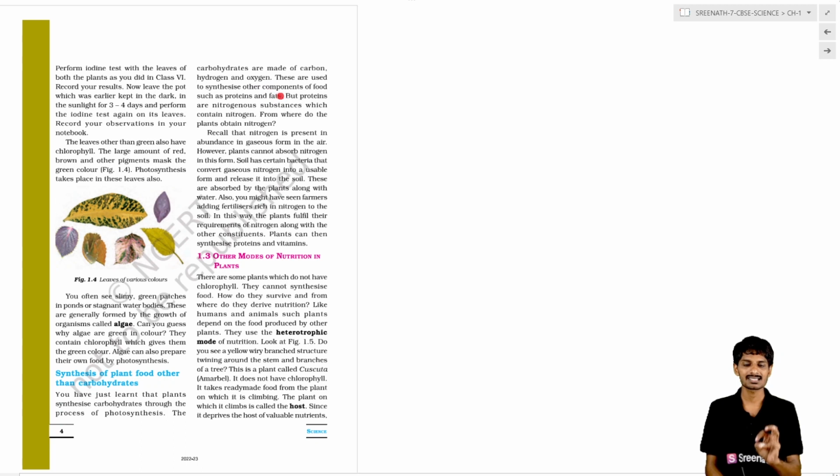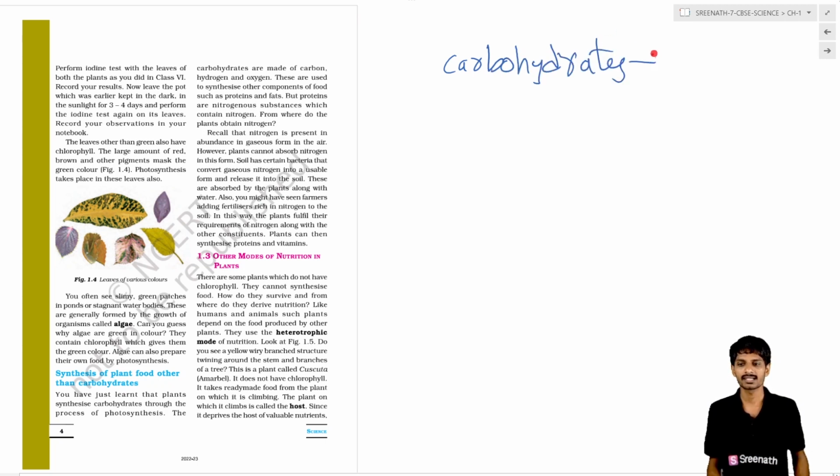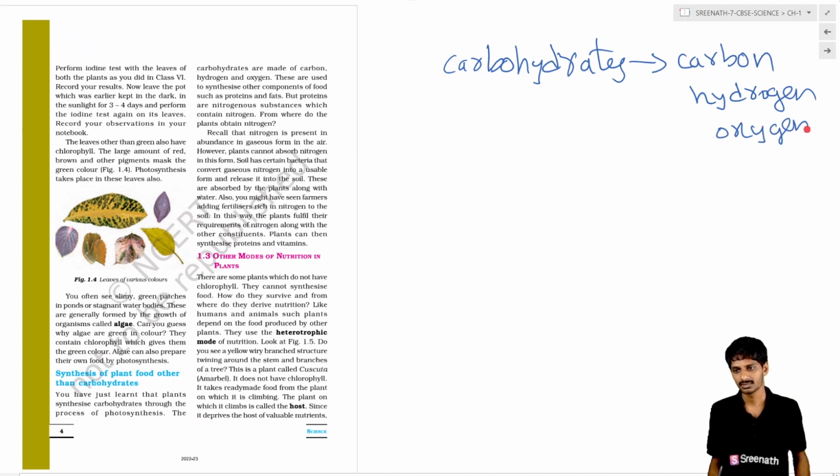These are used to synthesize other components of food such as proteins and fats. But proteins are nitrogenous substances, which contain nitrogen. From where do the plants absorb nitrogen? Plants prepare carbohydrates from carbon, hydrogen and oxygen. From carbon dioxide gas it gets carbon and oxygen, and from water it gets hydrogen. So it is preparing carbohydrates.